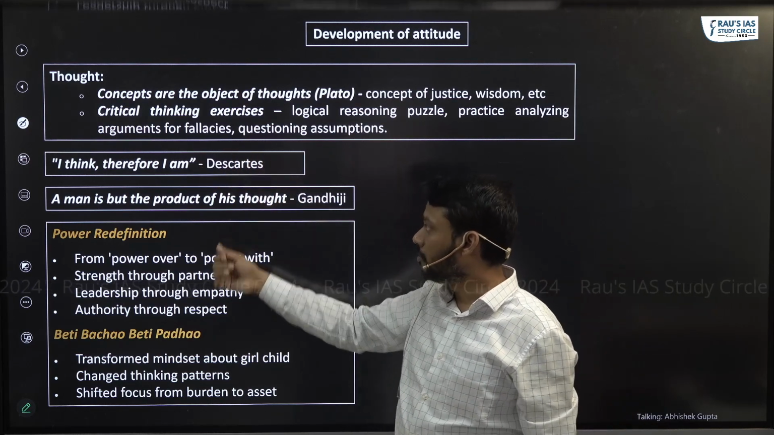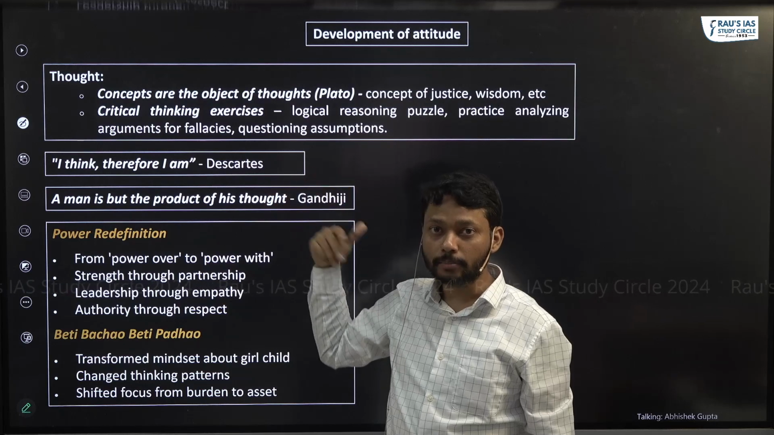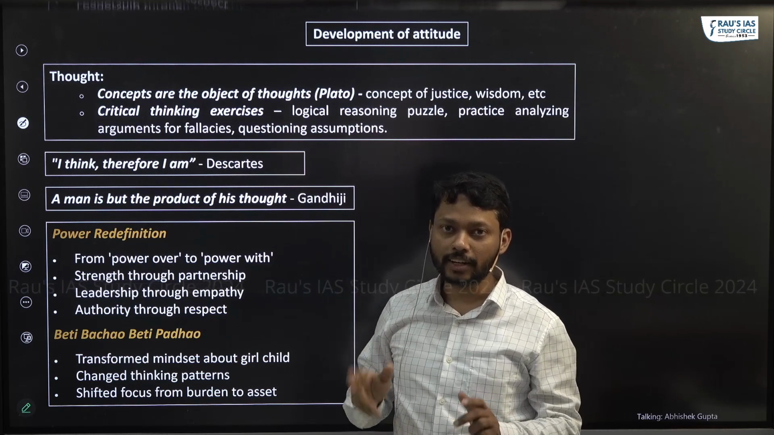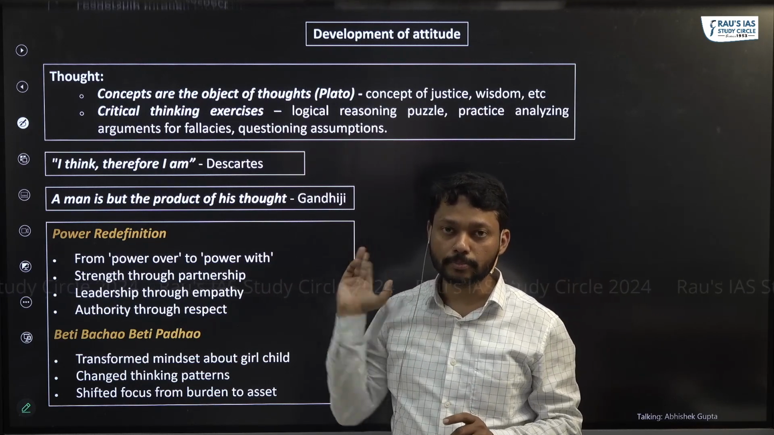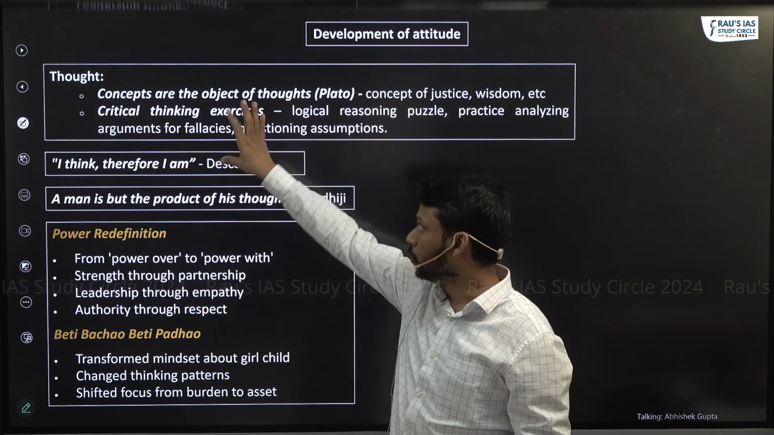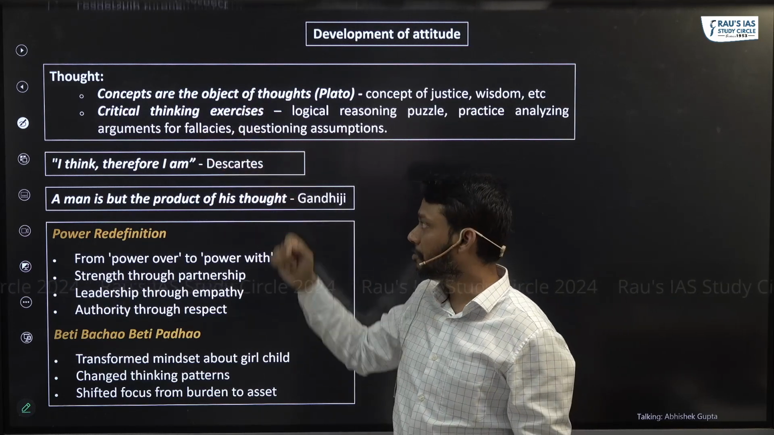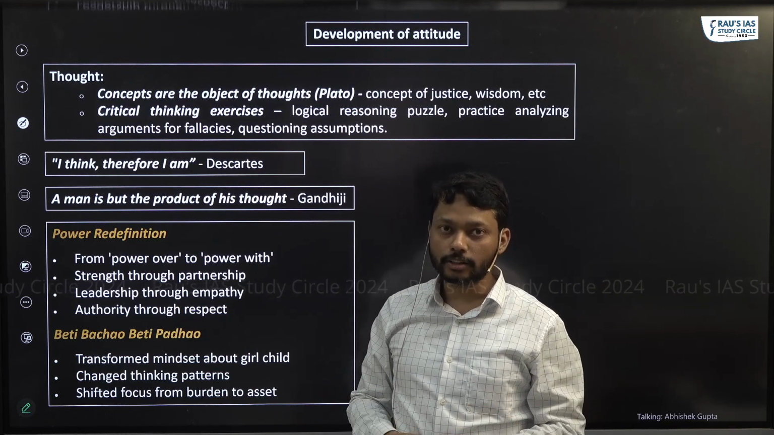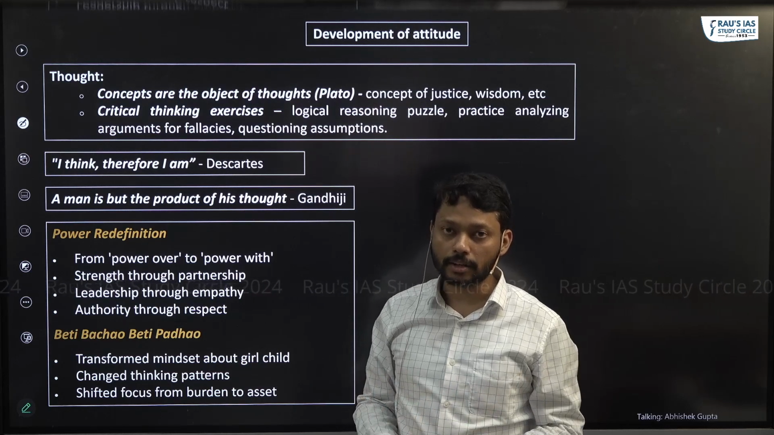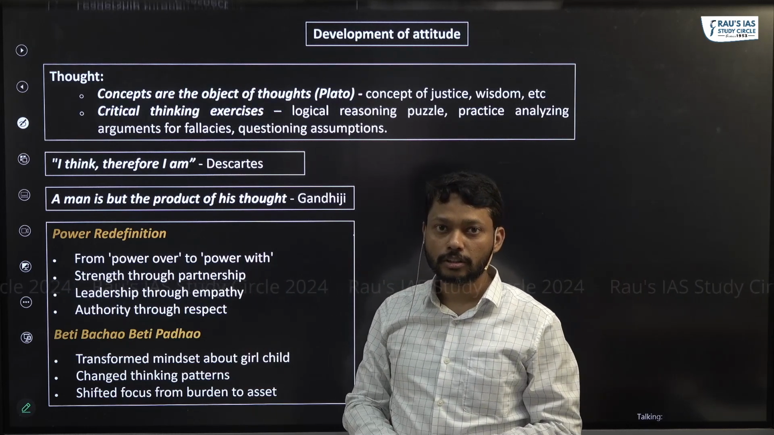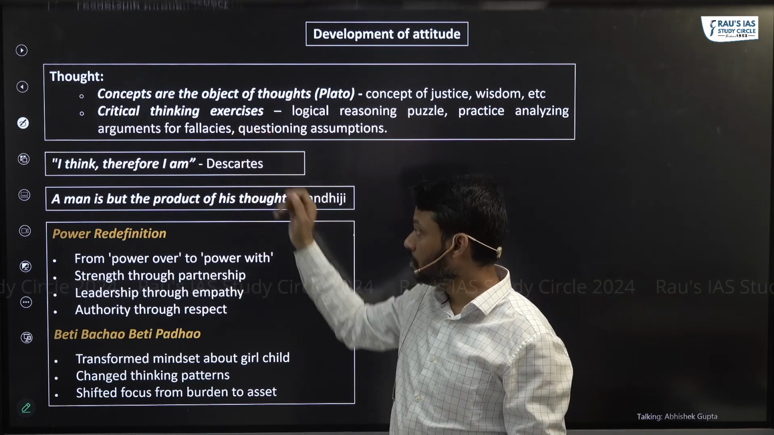And there could be many ways. One of the ways to develop right thought using concepts is to keep doing critical thinking, logical thinking, analysis, reflective equilibrium, going back and forth from principle to conclusion. That could be part of critical thinking. And if you do this, only then do the thoughts improve. You must have heard the famous quote of Descartes, "I think, therefore I am." Thinking has a bearing on the entire existence and being of a man. And the quote of Mahatma Gandhi: a man is but the product of his thought. He becomes what he thinks. So it is very important to improve the thought process.